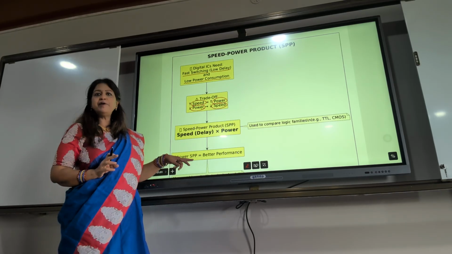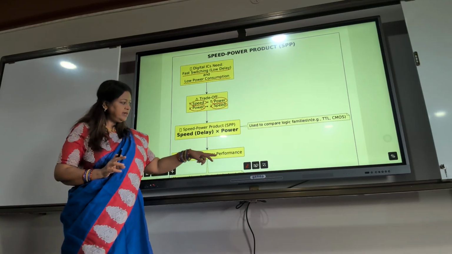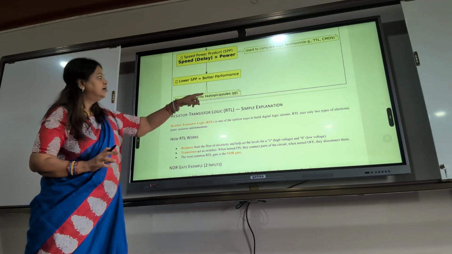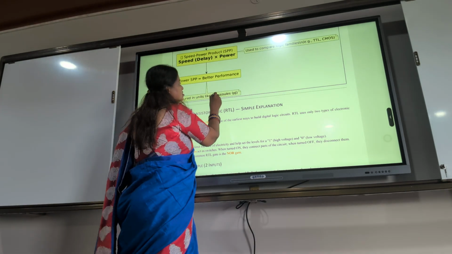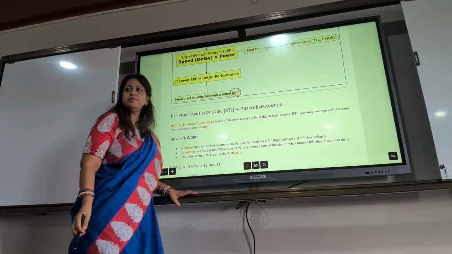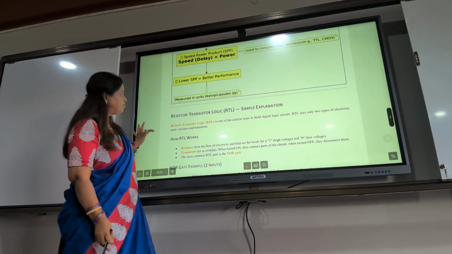So lower speed power product will give you better performance. So this is what is measured in picojoules, PJ. The unit is picojoules. Okay.